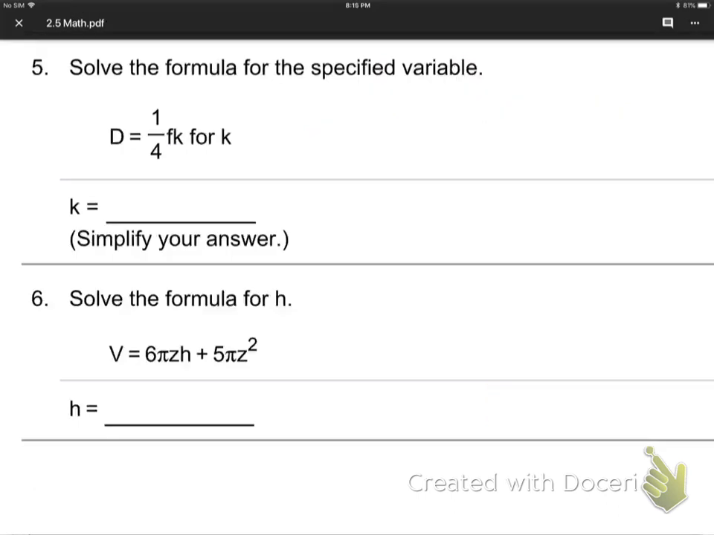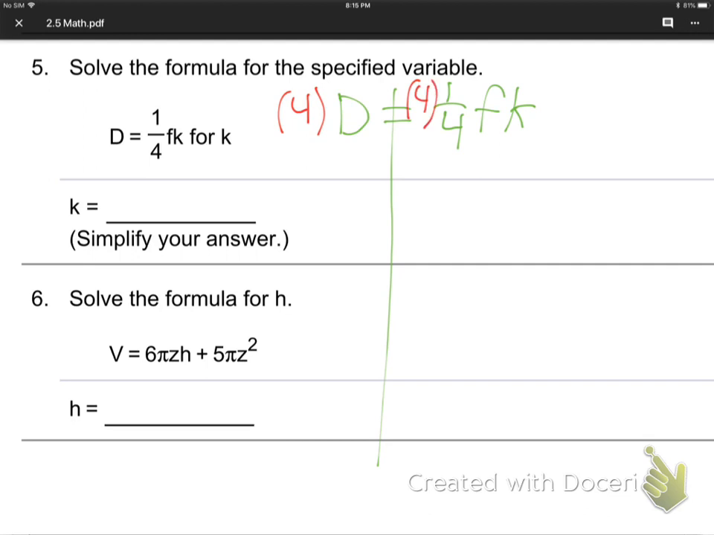Okay. Number 5. Okay, so D equals 1/4 FK. There's the wall of separation between the two sides. Multiply both sides by 4. Is that good? Yes. And then that just takes it out. So then this is just FK. The other side is 4D. So see how the 4's cancel on the one side, but the other side it just stays?